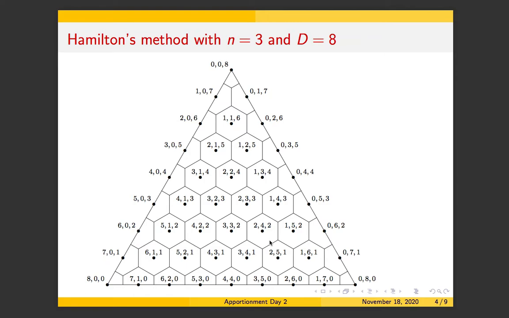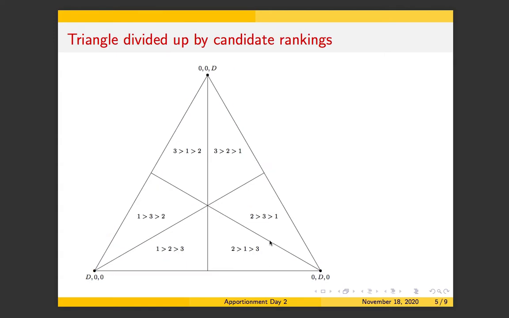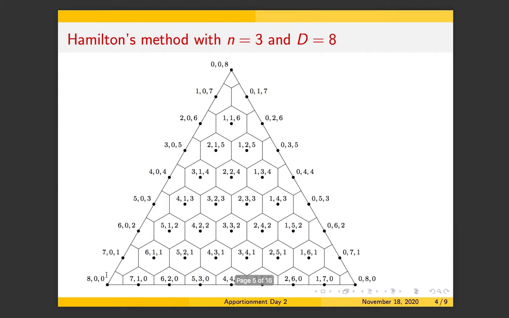Here's Hamilton's method with 3 candidates and 8 delegates. We looked at this last time, but I need this to think about my integral in this video. And then recall that this triangle is divided into 6 regions according to the 6 possible rankings. So down here actually is where we will focus our attention. We're going to assume that candidate 1 is the leader and candidate 3 is the loser. And then candidate 2 comes in second. So we'll be living down here for the rest of this project.